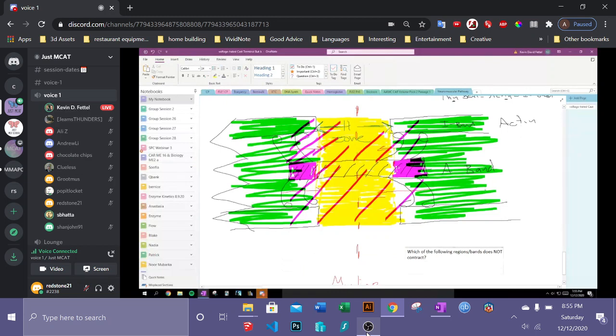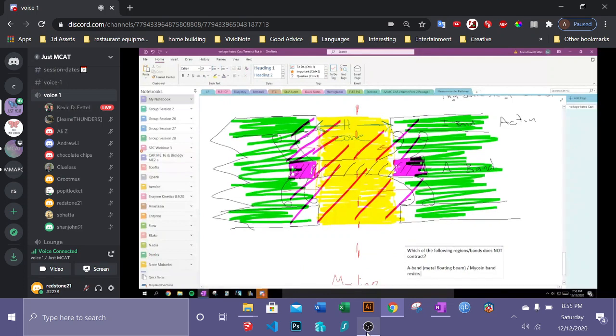It's this A band, right? That's that metal floating beam analogy I used, because metal is kind of hard to contract, right? And so the A band, this myosin band, resists changes. It's not going to change during contraction. It's the one doing the contraction, right? It has the myosin heads attached to it. It's the one doing the contraction. So you wouldn't expect it to contract itself. Okay, that'd be no bueno.